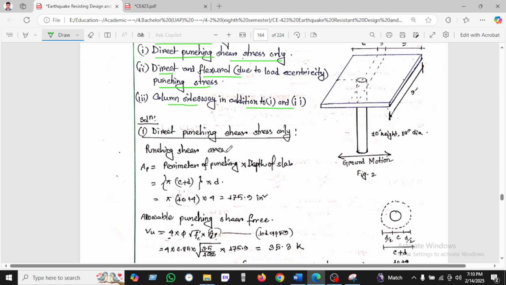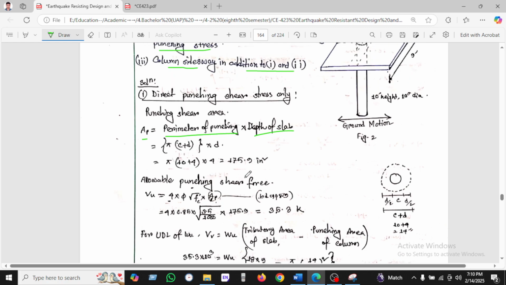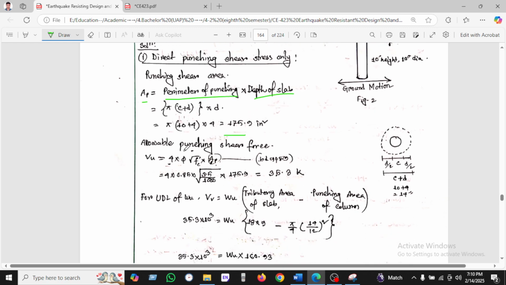Direct punching shear is stress only when calculating here. AP is the perimeter of punching and depth of the slab, which we have been calculating here, and found this value. And for the allowable punching shear we have used 4 into 5 into root over C AP, and found this value below. For UDL we are calculating UW into tributary area of slab minus punching area.